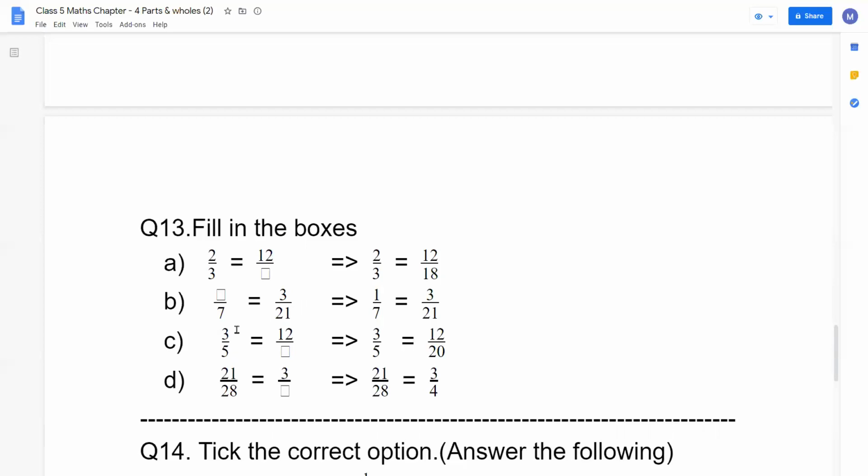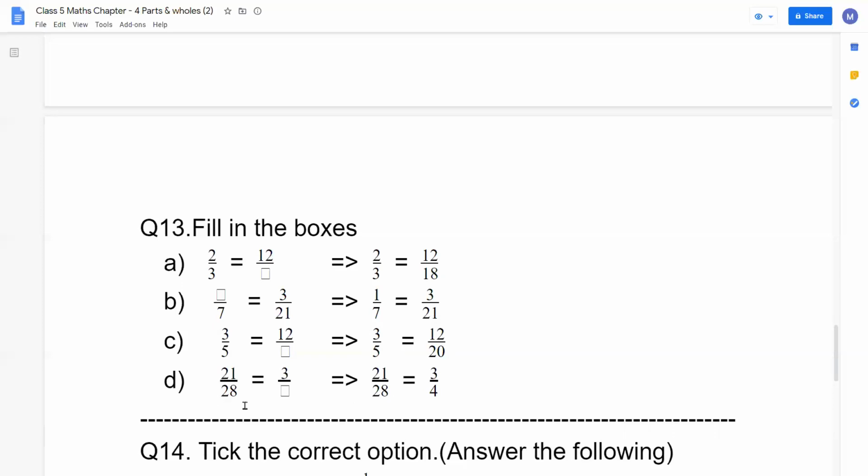Third question, 3 upon 5 equal to 12 upon dash. 3 multiplying by which number will give you 12? Easily you can say 3 4s are 12. So the denominator also we have to multiply by 4. So 5 4s are 20. Easily we can say 3 4s are 12 and 5 4s are 20. So the answer is 20.